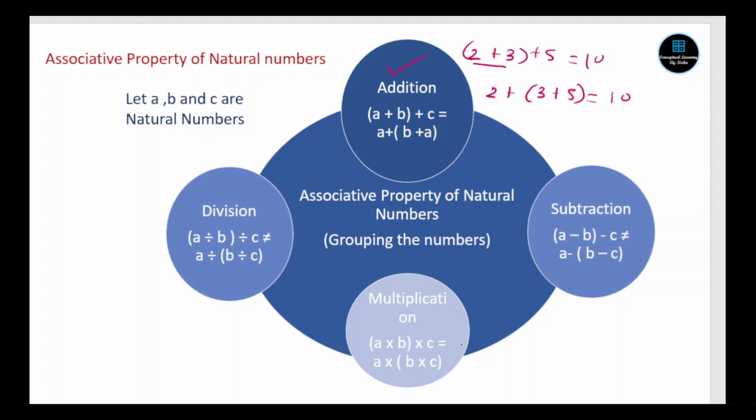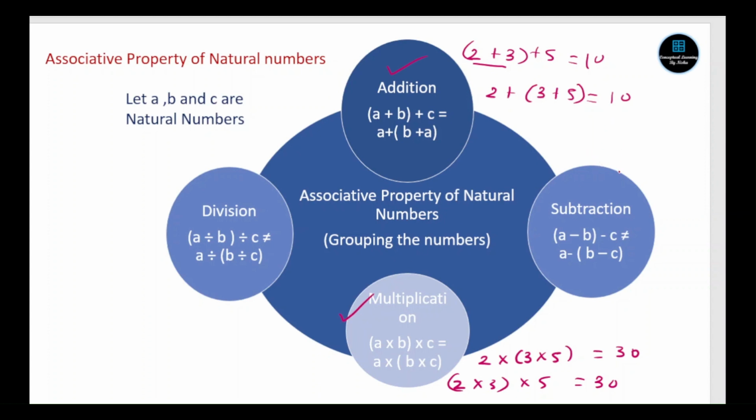This is the same case for multiplication as well. Let's take 2 times 3 times 5. What do we get? 2 times 3 is 6, 6 times 5 is 30. If I take the other order, 3 times 5 is 15, and 15 times 2 is 30. So I'll get the same answer. So for multiplication of natural numbers, the associative property is valid.